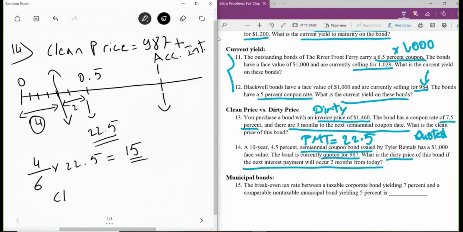Therefore, the dirty price equals 987 plus 15 equals $1,002.